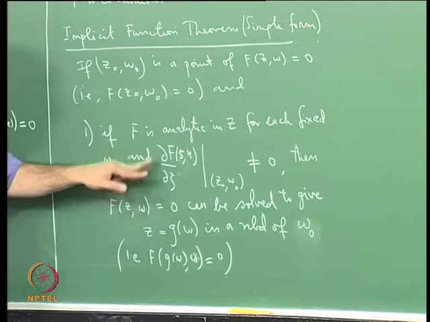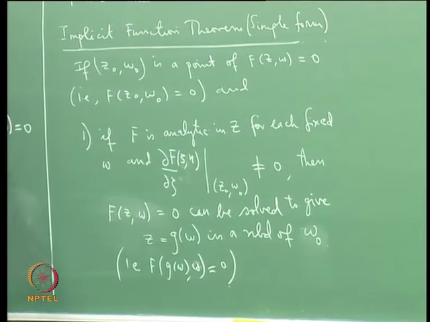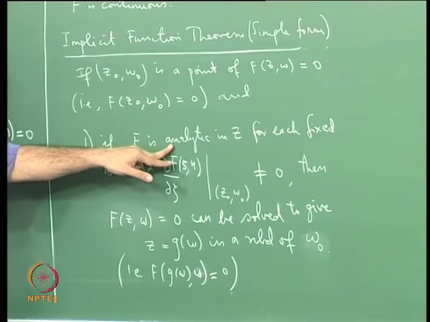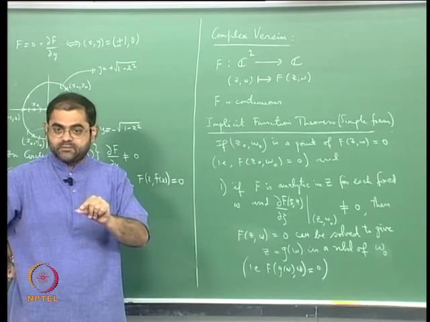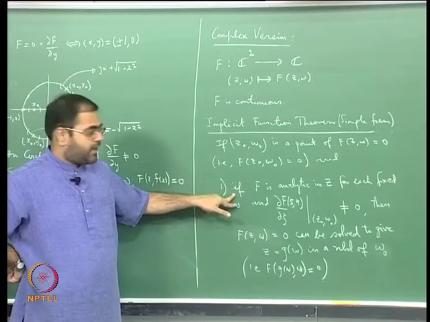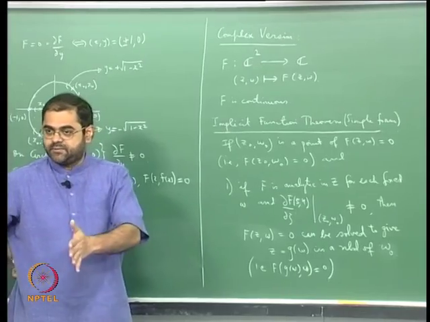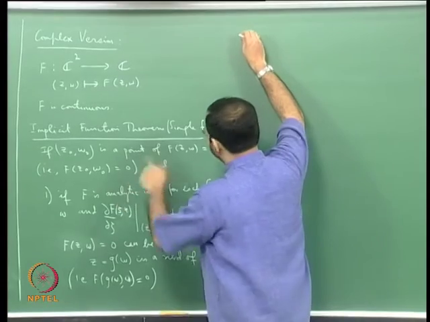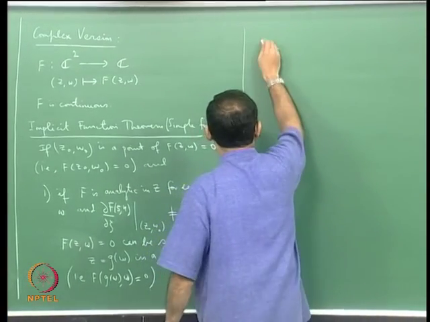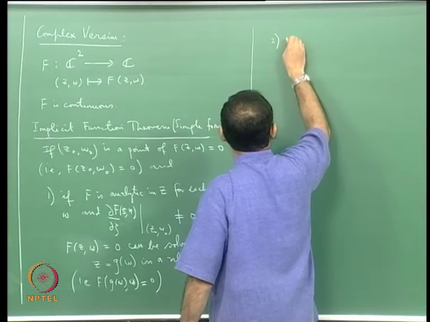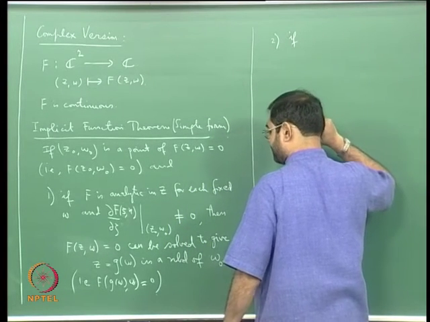To make sure that I can really differentiate with respect to the first variable z, not just at that point but in a neighborhood of that point, I have to assume that the function is analytic in the first variable, at least in a neighborhood of the point z0, and that's what I've assumed here. I'm assuming that if you freeze the second variable, then as a function of the first variable it's analytic. That allows me to differentiate with respect to the first variable. So this is the first part of the statement. Then what is the second part of the statement? The second part of the statement is, well, it tells you more.